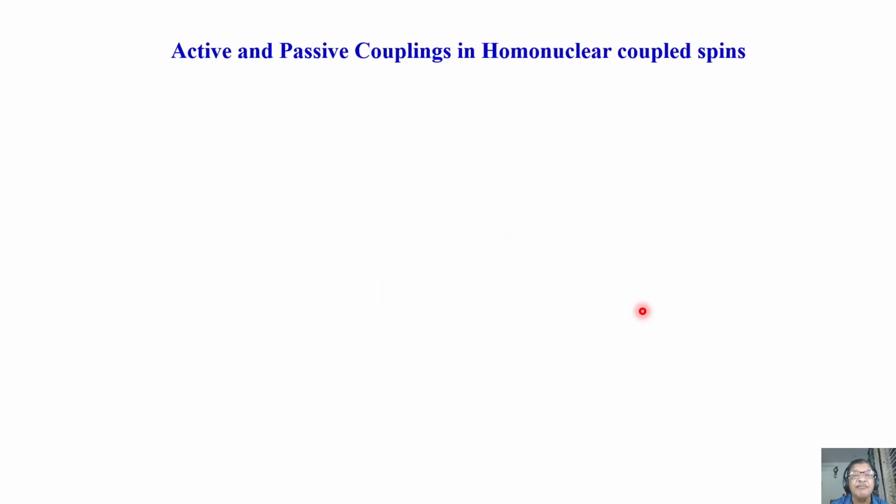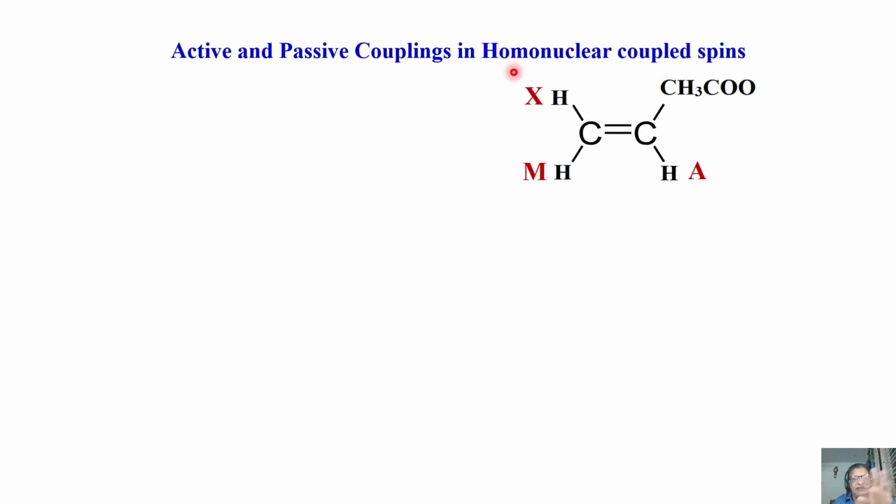Let us take a realistic example: active and passive couplings in a homonuclear coupled spin system. I'll take an example of a molecule like this, a hypothetical molecule, 3 spins coupled. Forget about this A3COO group. This is not coupled to any of these. So we will not worry about this. We worry only about the chemical shifts of H, M and A. Only 3 protons, those 3 chemical shifts, let us worry.